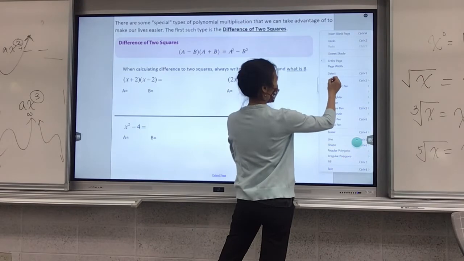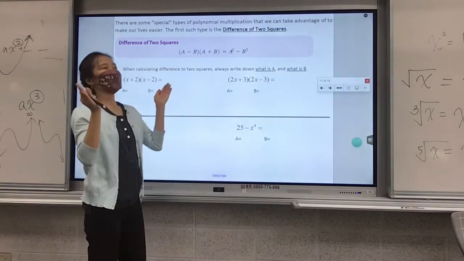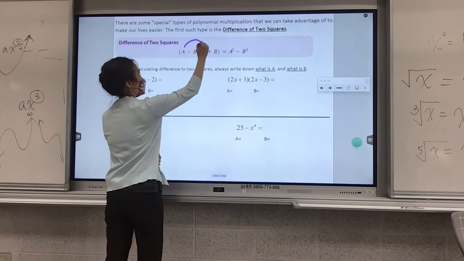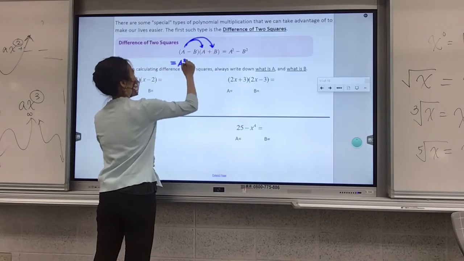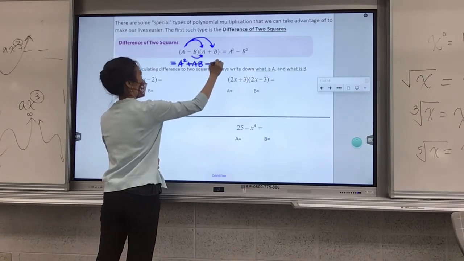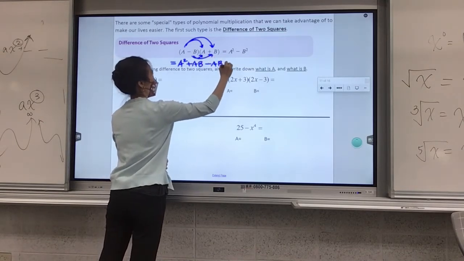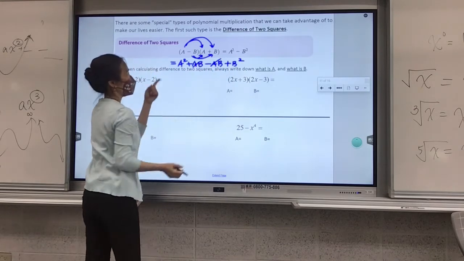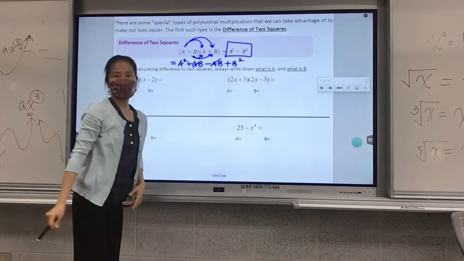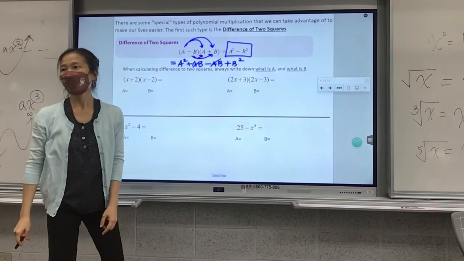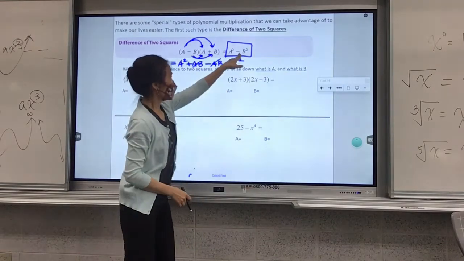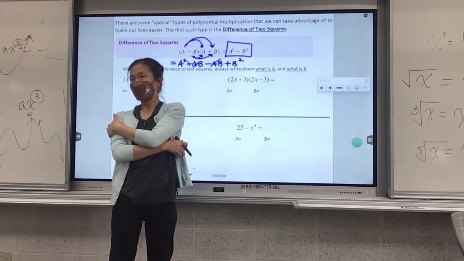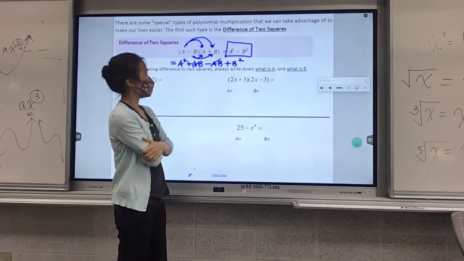If you forgot the formula, don't just blindly try to memorize it. This is actually going by FOIL. So a squared plus ab, subtract ab. You see the middle term cancels? And then minus b squared. That's why you end up with the difference of squares. What does that mean? Difference means subtract. The first term is a perfect square, and the second term is a perfect square.